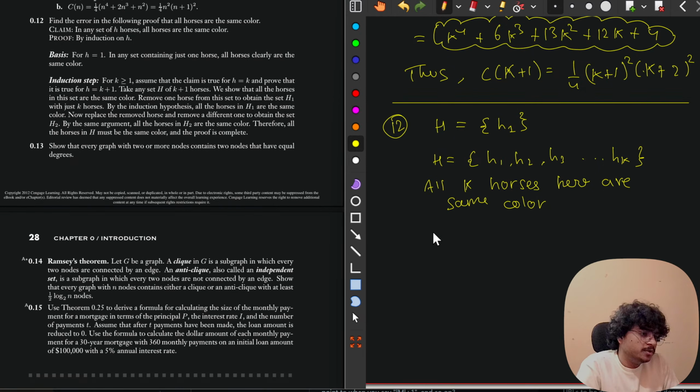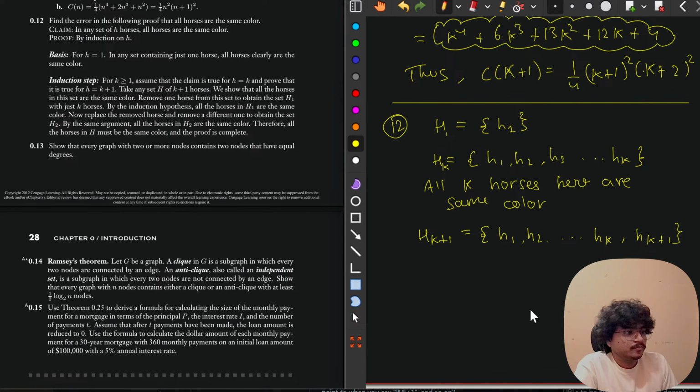Now we have to add another horse. We say H1, H2 till Hk and Hk plus 1. Now, the new horse which you added, you can never be sure that this is going to be the same color. So I think this claim is wrong here itself, that you are taking any random horse, remove one horse from the set to obtain H1.